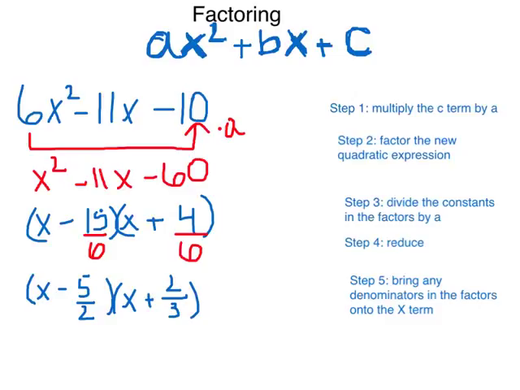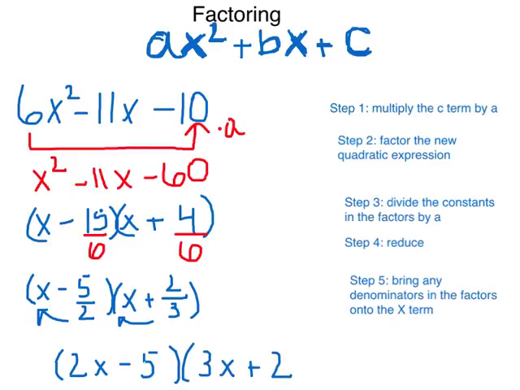And then the last step here would be to take these denominators and bring them up onto the x. So that would be 2x minus 5 times 3x plus 2. And of course you can go back and FOIL to make sure that this factoring yields the quadratic expression that we started with.